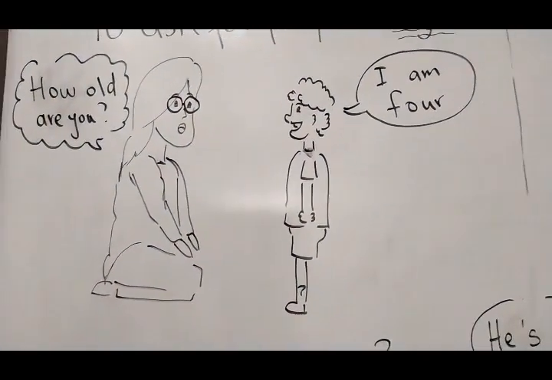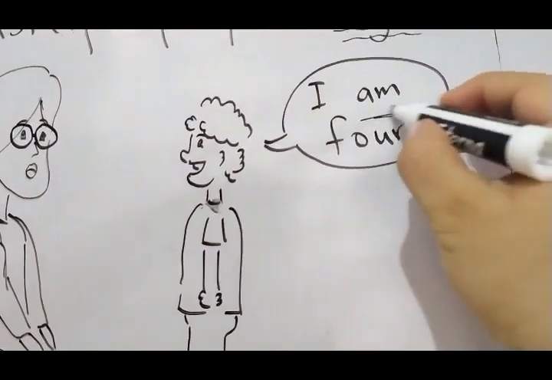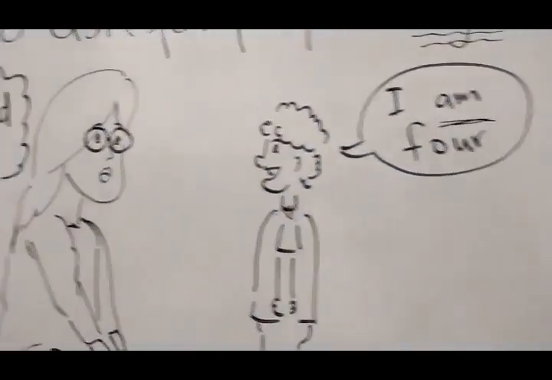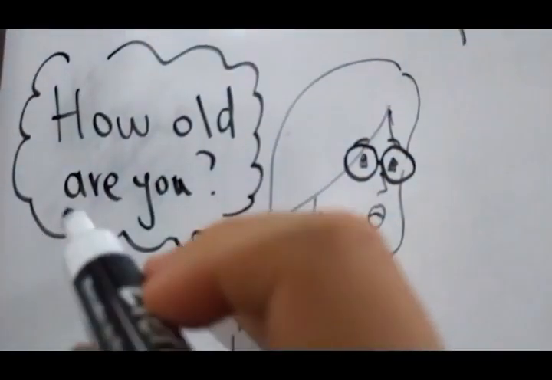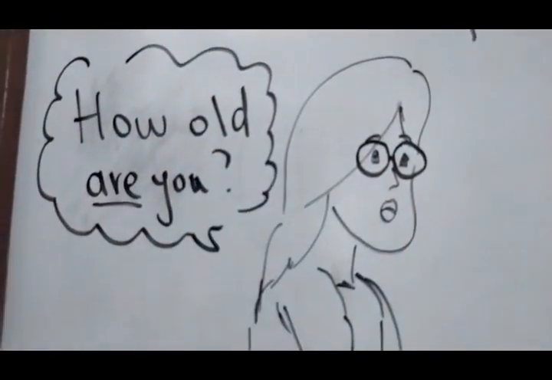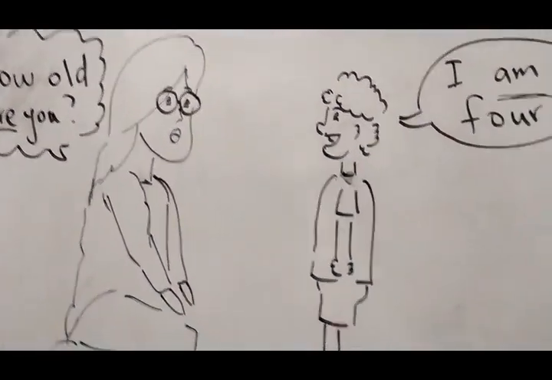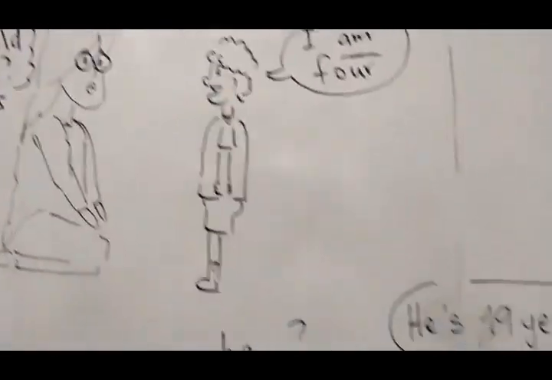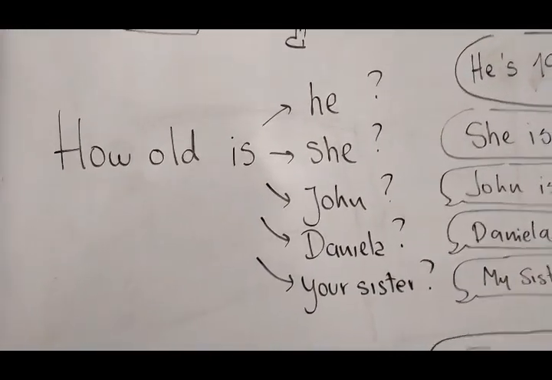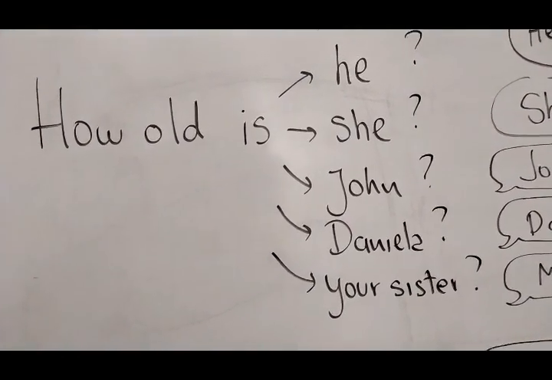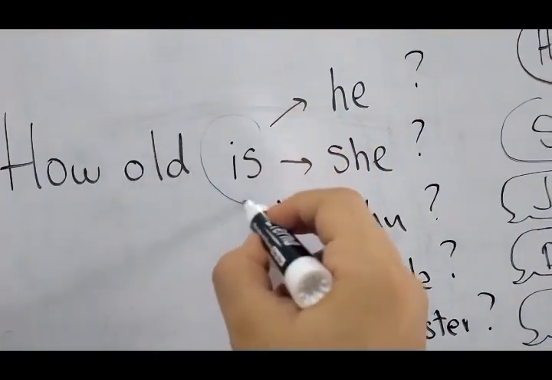As you can see in this example, the guy used the verb to be to answer the question. And the woman in the question, they use how old, and she uses the verb to be as well. So that is something to take into account when we ask the question. So let's have here some examples for you to see. So as I told you, we use the verb to be in the questions with how old.